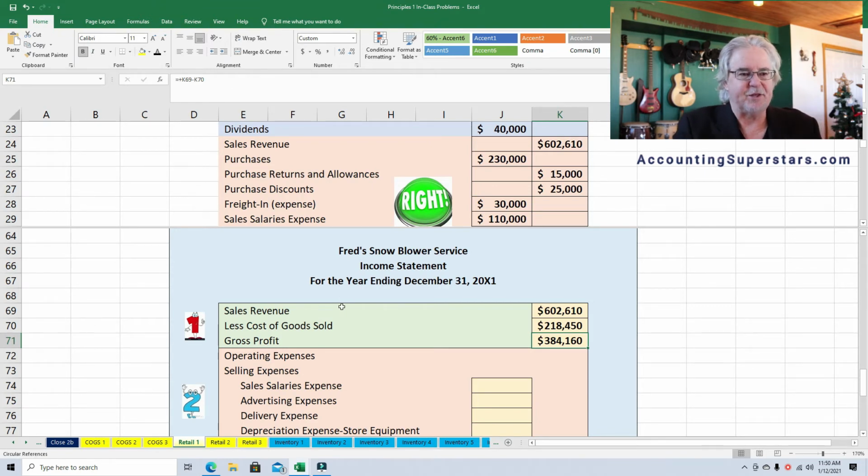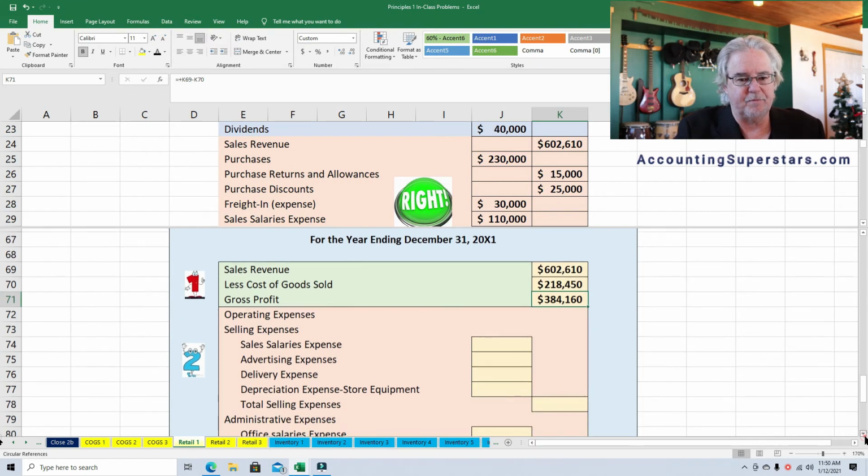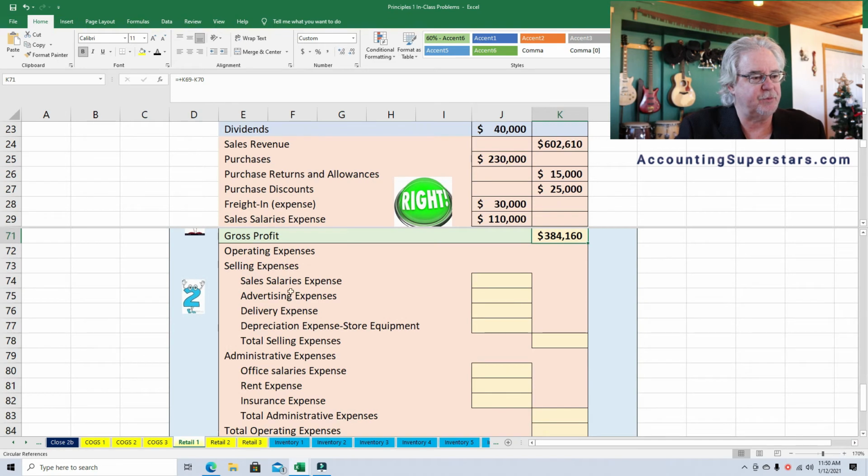Now, you might say, hey, I thought you said that only revenue and expenses go on the income statement. And that's true. That's it. At this point in your education, that's it. And cost of goods sold, it doesn't say expense, but it's an expense. So things are consistent with what I'm telling you.